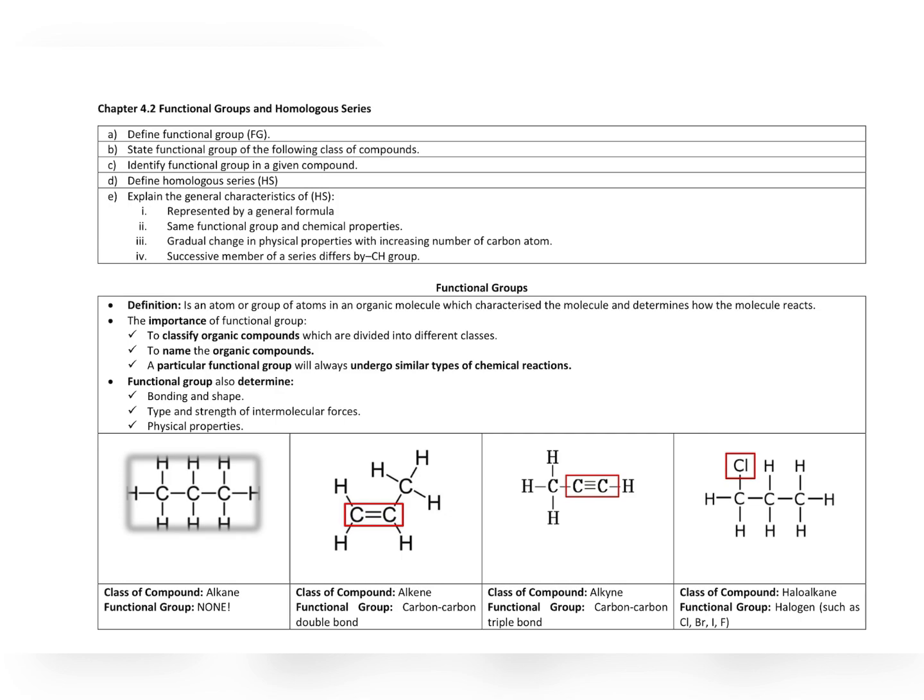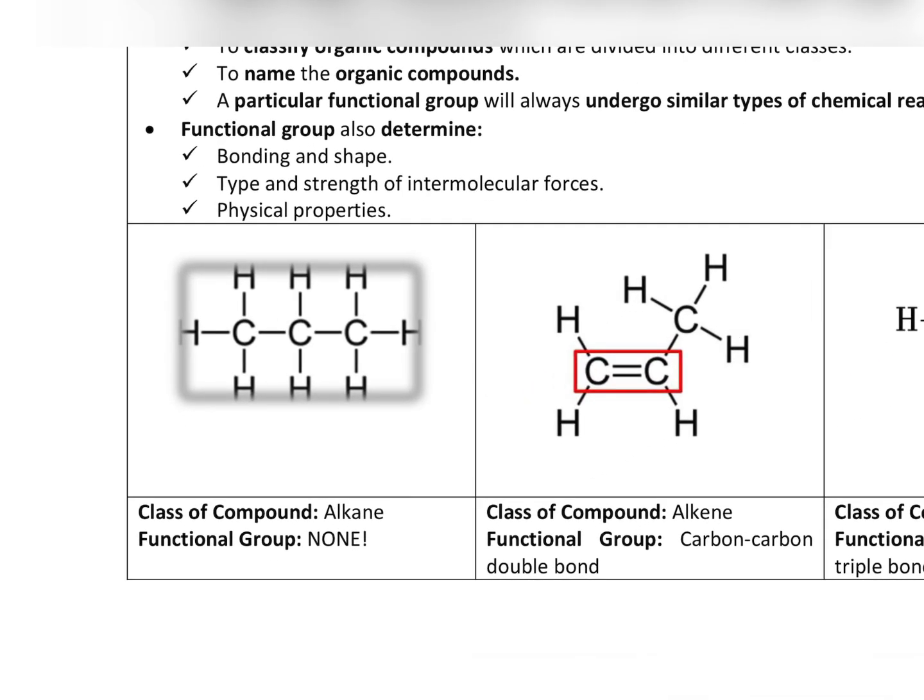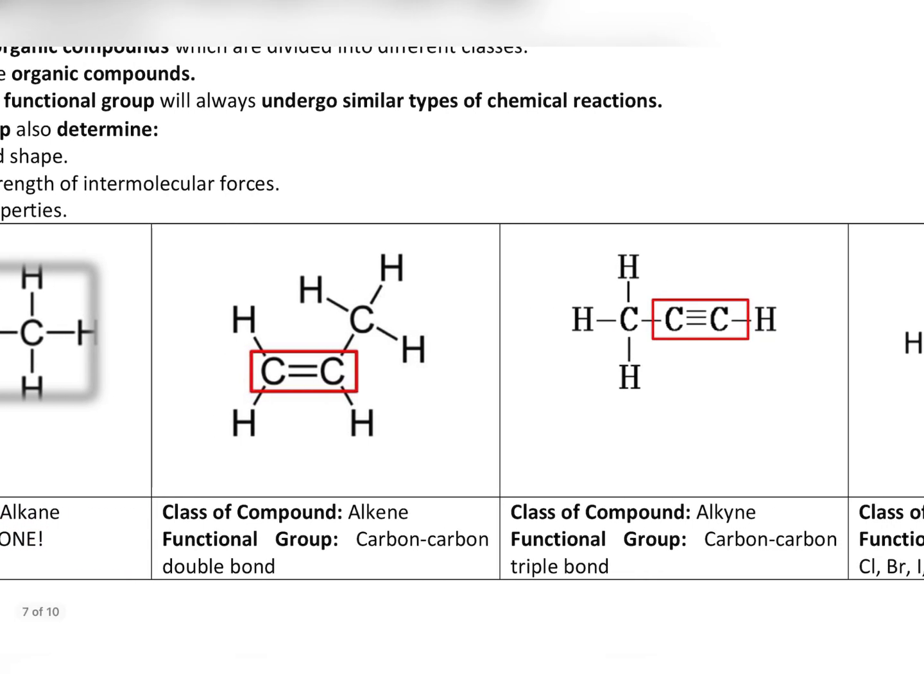Okay, so kita start with the first one, iaitu class of compound alkane. Okay, alkane ni cara nak kenal dia senang je. You just look at any compound yang ada CH, that is alkane. Okay, and then for your information, the functional group of alkane tak ada nama. Dia tak ada functional group for alkane. So none, bukan nama functional group dia none. Okay, alright, and then next one kita tengok alkene.